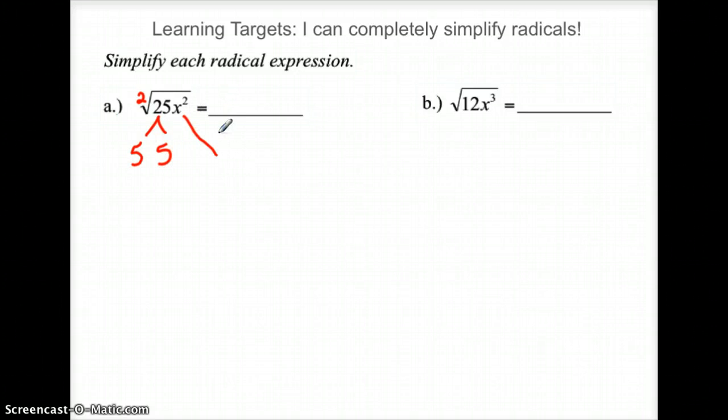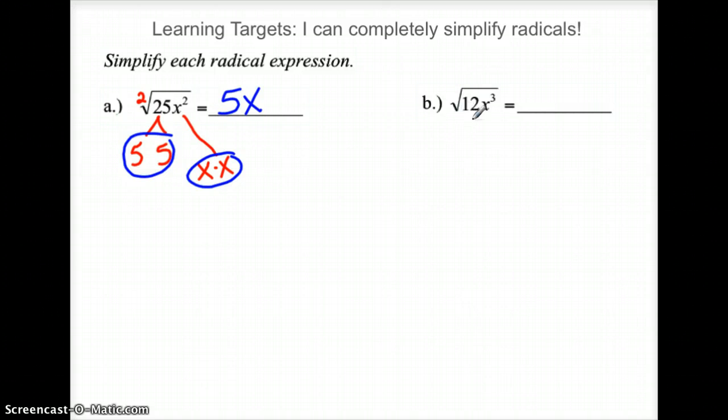Here's what I like to think about. X squared, that means I've got x times x. So what all do I have pairs of based on my little index? I got a pair of 5s and I got a pair of x's. So what does that mean? A 5 comes out and an x comes out. Since there's nothing left, my square root house goes away and 5x is my answer. Whoa, who would have thunk it, right?